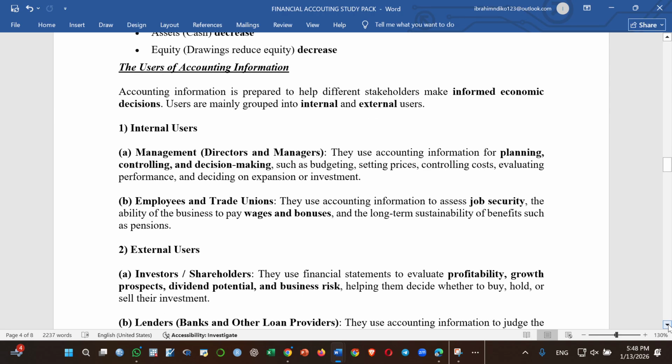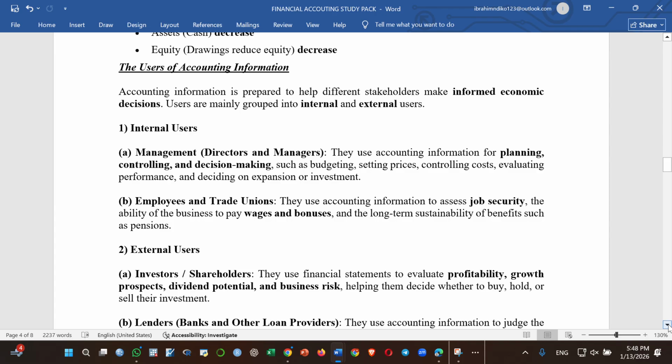Now let us see the users of the accounting information. So we have two types of users. We have the internal and we have the external users. Internal users are the management and the employees, and also trade unions. So let's start with the internal.